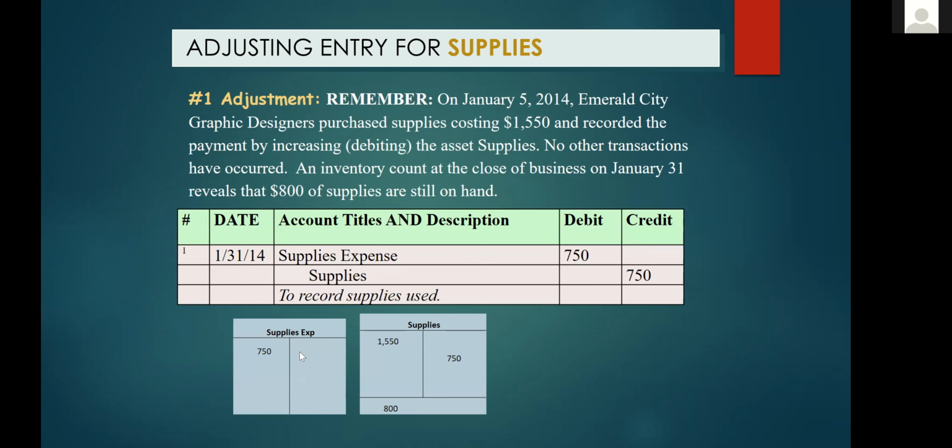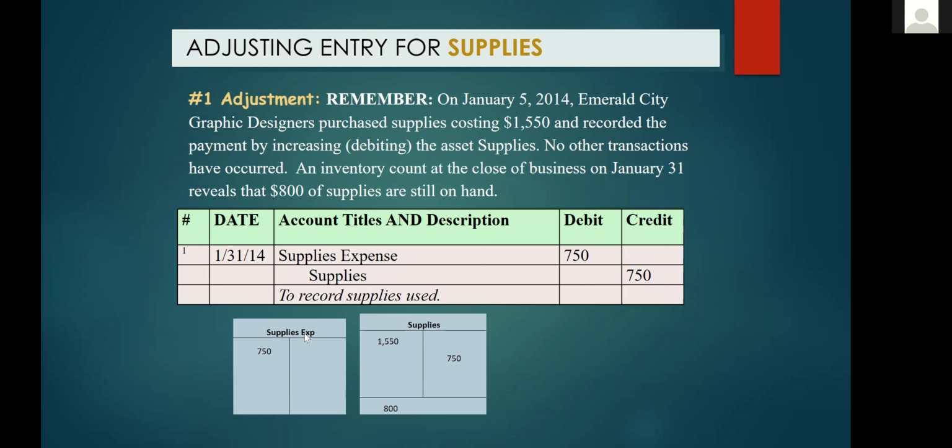So we've got debit supplies expense, credit supplies. Now, those 2 accounts look really, really similar. They're completely different. One's an asset. It has future value. It represents something you can go out and count. Supplies expense is something we've used up, and it goes on the income statement. And theoretically, it helped us create revenue.